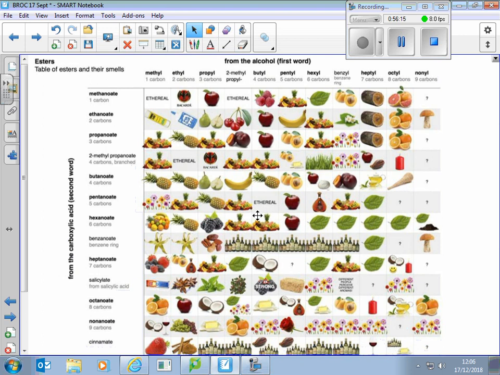Right. I think that's probably a good place to stop for now, and go off and sniff your lunch.